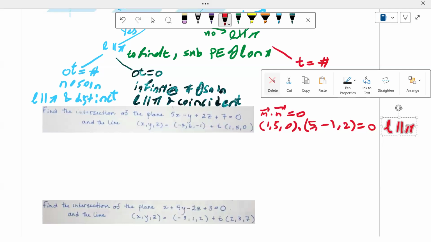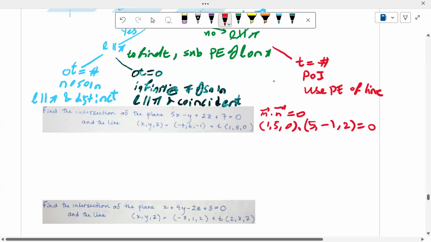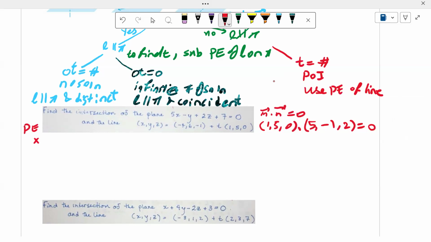In other words, we have to substitute the parametric equation of the line into the plane. So let's find the parametric equation of the line and then put it into the plane. Parametric equation of the line: x is equal to minus 4 plus t, y is equal to 6 plus 5t, and z is equal to minus 1 plus 0t, or just minus 1.